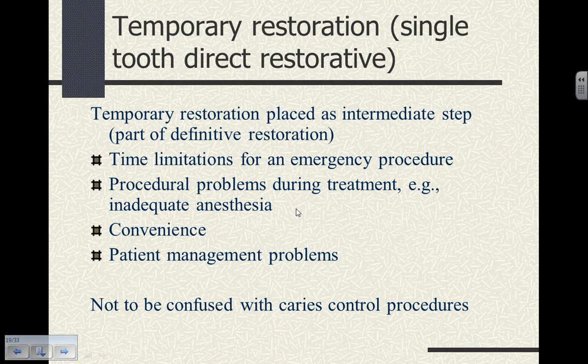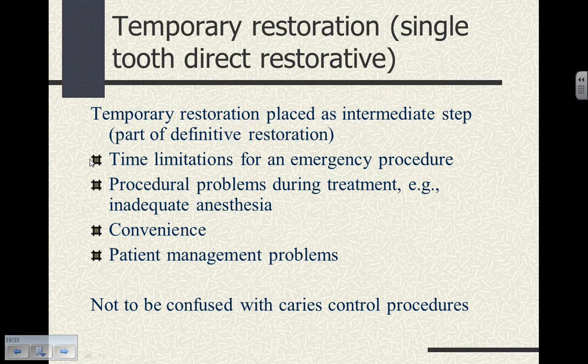So direct pulp capping works if you follow procedures and you also follow up to make sure that it's been successful. Let's talk about a temporary restoration, a single tooth direct restoration placed temporarily. The reasons for doing a temporary restoration when restoring a single tooth in a single visit is that you're placing it as an intermediate step. It's part of the definitive restoration, and the reason you're placing a temporary that day is you've run out of time. It's an emergency procedure.